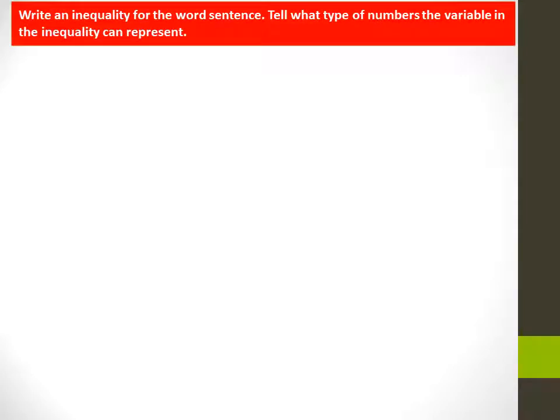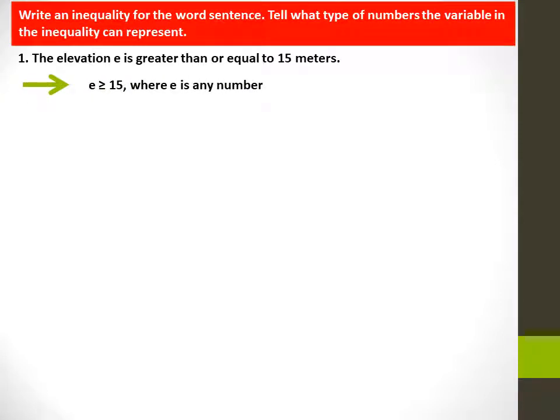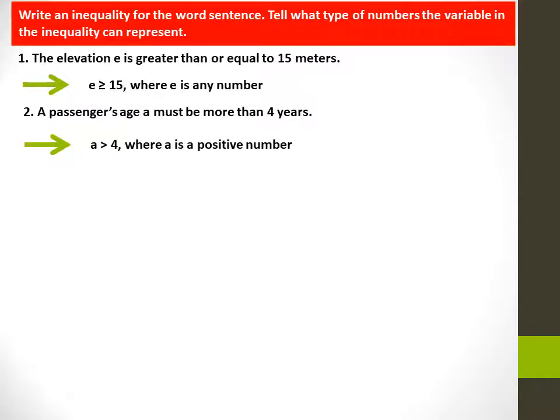Write an inequality for the word sentence. Tell what type of numbers the variable in the inequality can represent. The elevation E is greater than or equal to 15 meters. The inequality here is E greater than or equal to 15, where E is any number. A passenger's age, A, must be more than 4 years. The inequality here is A greater than 4, where A is a positive number, because age cannot be a negative number.